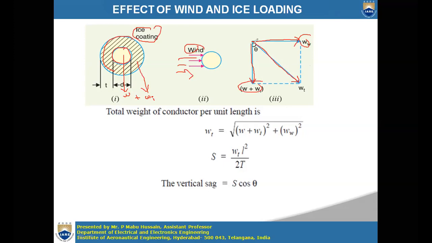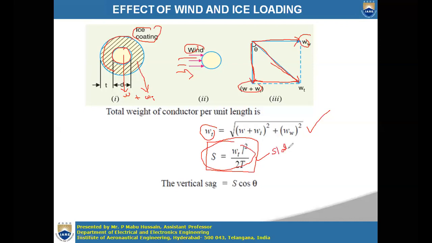So from this right-angled triangle, WT is equal to the square root of (W plus WI) whole square plus WW whole square. This is the total weight of the conductor when you consider the effect of wind and ice coating, along with the weight of the conductor. So for this case, the formula for calculating sag is S is equal to WT L square by 2T. This sag is a slant sag.